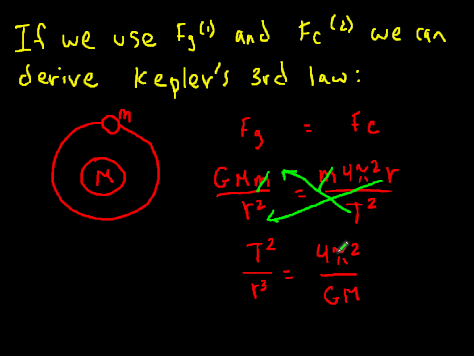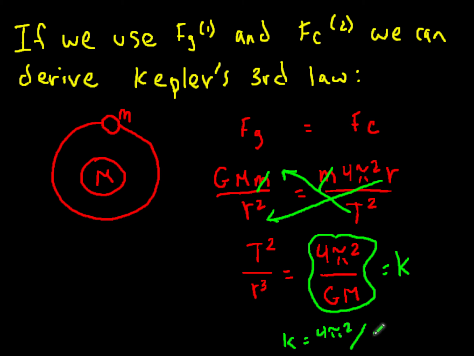This looks a lot like Kepler's third law. So much so that 4 pi squared over GM must be equal to Kepler's constant. So we can use the formula k equals 4 pi squared over GM for Kepler's constant, as long as we remember that M is the mass of the planet or sun that's being orbited.